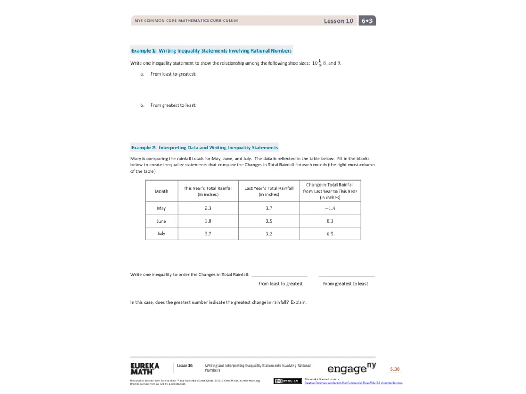Okay, so let's go over to example 1, A and B, writing inequality statements involving rational numbers. Write one inequality statement to show the relationship among the following shoe sizes: 10 and a half, 8, and 9. So I've got to go from least to greatest. Can you hear Charlie in the background? Okay, so the smallest is 8, and that is less than 9, and that is less than 10 and a half.